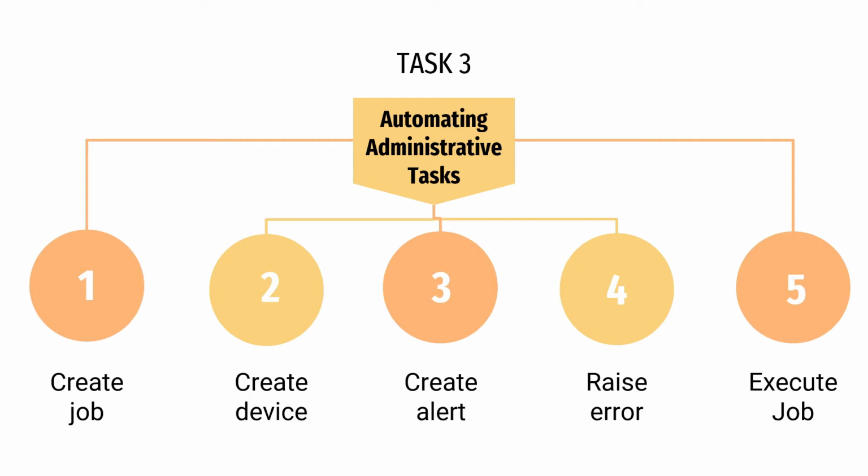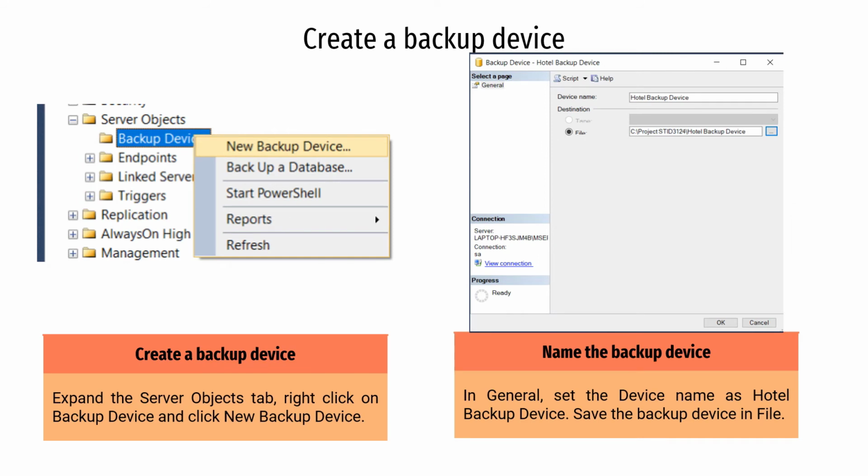In this task 3, we are going to create a job, create a device, create an alert, raise an error, and execute a job. Before we create a job to back up our database, firstly we create a backup device because all the backups must be implemented on the backup devices. To create a backup device, expand the server objects tab, right-click on backup device and click new backup device. Next, in general, set the device name as hotel backup device and save the backup device in file.